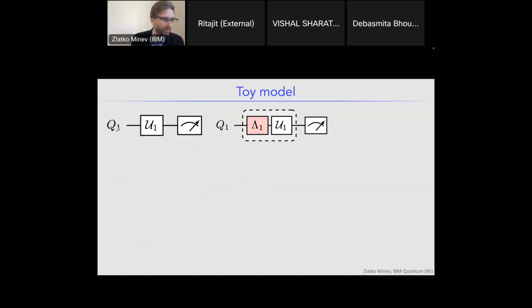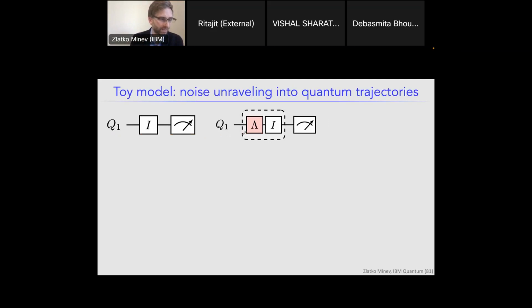So in our toy model, where we have one qubit, one unitary, and one measurement, we can begin to model quantum noise, or noise in these kinds of mixed states or incoherent noise, in the following way. Suppose I have some gate I want to apply, but in reality, I don't just apply that gate, I also have some incoherent noise preceding it. How do we model that noise?